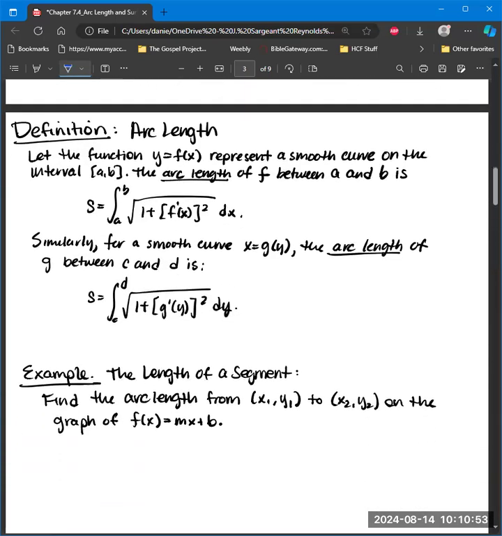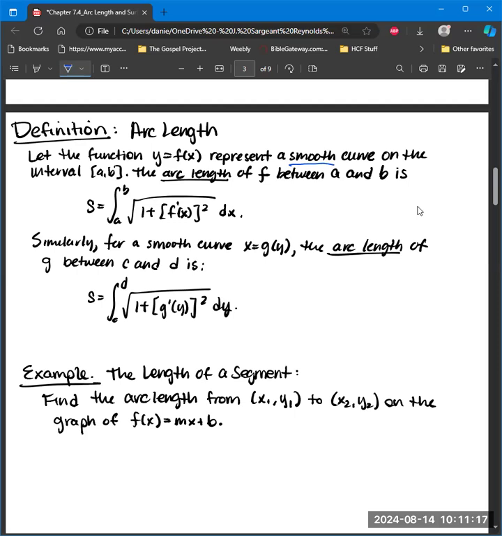So let's go ahead and look at the definition here for arc length. Let the function y equals f of x represent a smooth curve. It's important that this is a smooth curve. We're going to see the word smooth in a lot of our definitions going forward. You're not going to be able to use these definitions if there's cusps and jumps and holes and things like that on the interval of a to b.